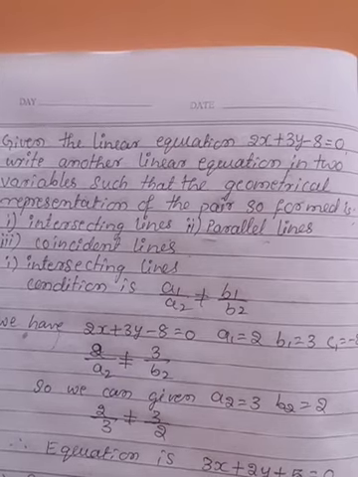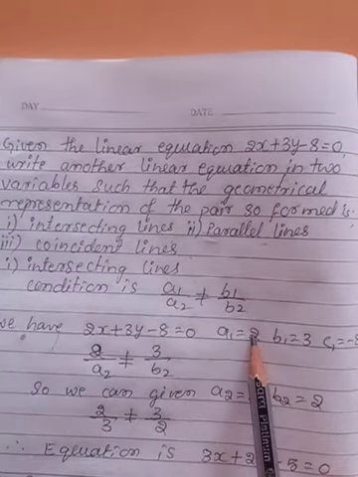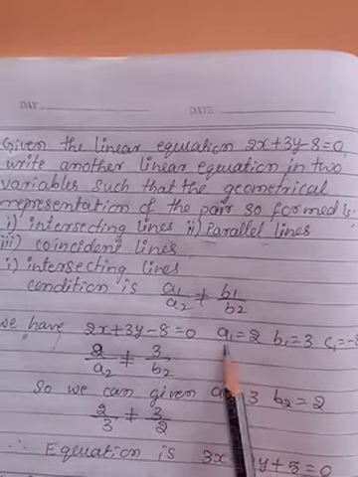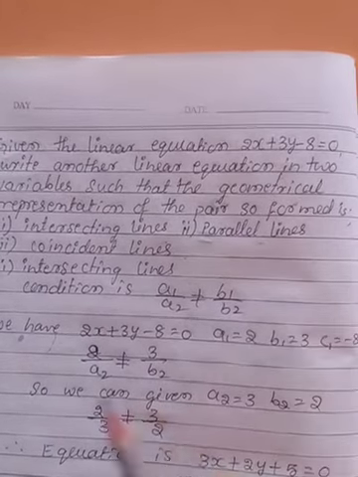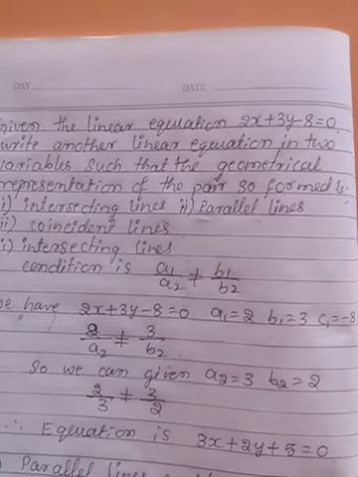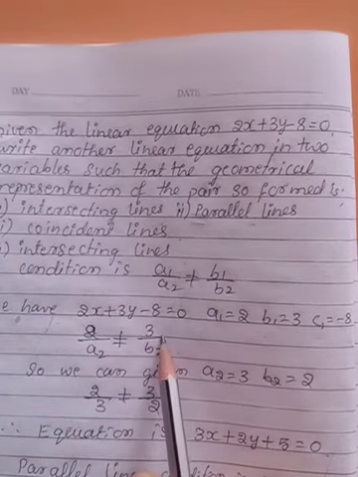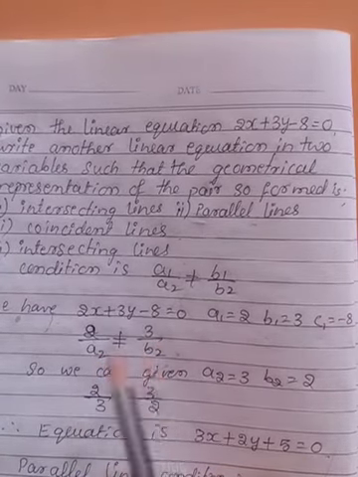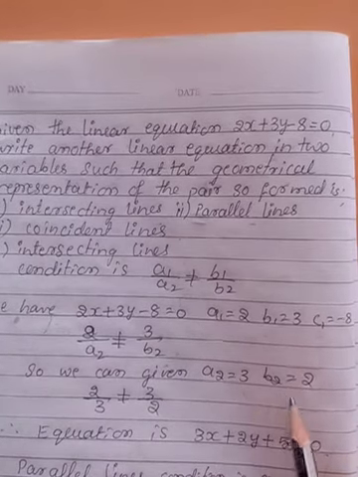So what is the intersecting line condition? a1 by a2 should not be equal to b1 by b2. What we are having for a1, b1, c1, let us check it out. And what should be given for a2, b2, let us check it out. So a1 is 2, b1 is 3. So just interchange them. That time you will get a2 as 3 and b2 as 2.